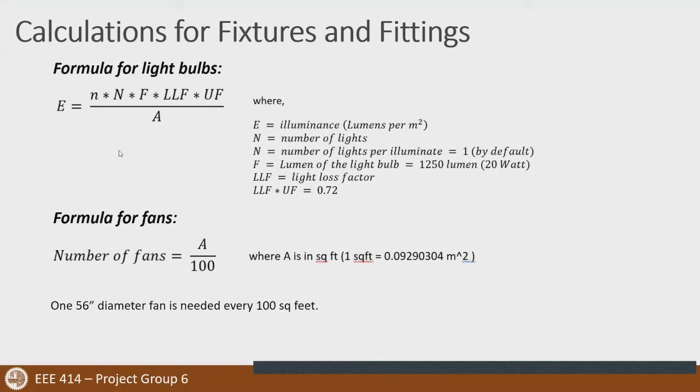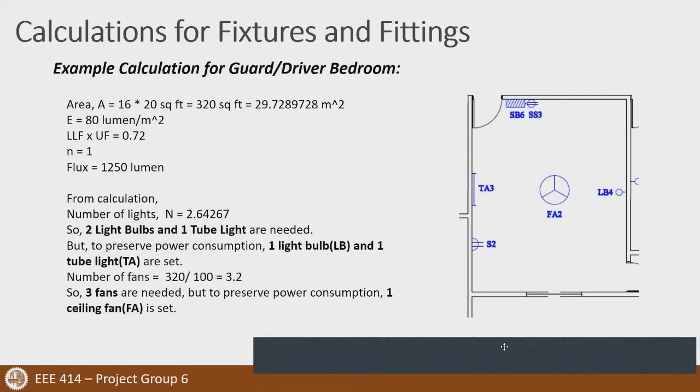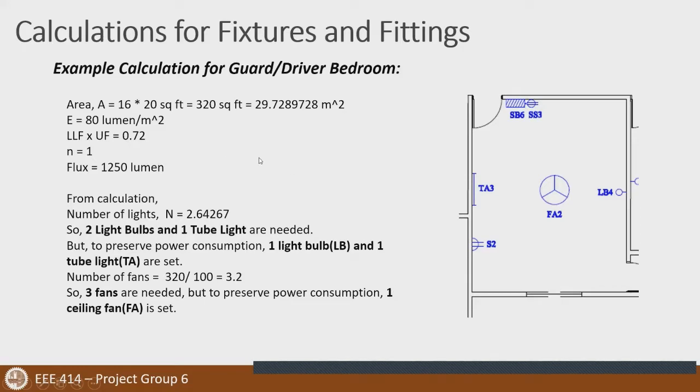Here we have measured the number of lights using this formula of illuminance, where the number of lights per illuminate is set 1 by default and the multiplication of light loss factor and utilization factor is set 0.72. And we have used this formula to calculate the number of fans. For example, for a room of area 320 square feet, we got the number of lights 2.64. So we needed 3 lights and 3 fans as per the calculation. But to preserve power consumption, we have set 2 lights and 1 fan for this room.